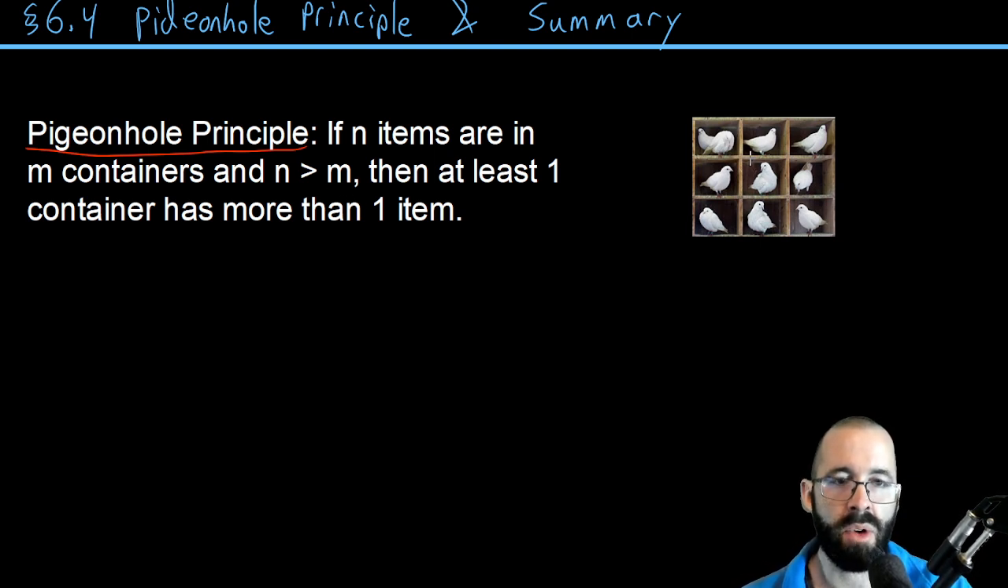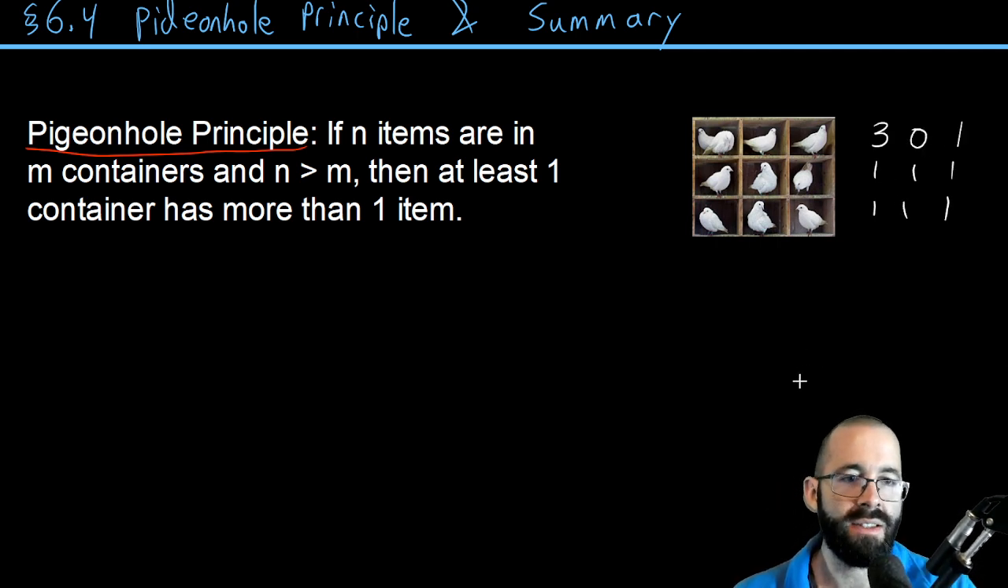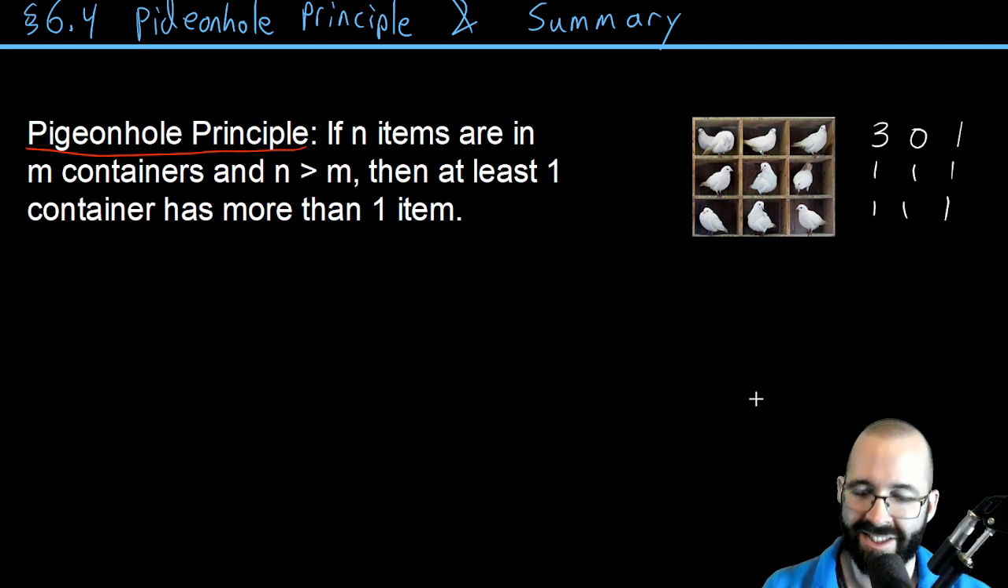And again, could be multiple, right? We could have done 3 in the first one and none in the second. There's a lot of ways of doing this. How many ways are there of doing this? Well, that's a question for you, my counting aficionados.